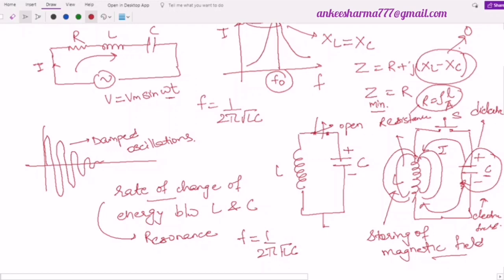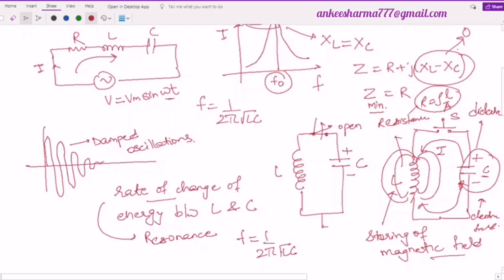So this is the basic idea, that if I want to generate a particular frequency of oscillations, how will I do that? But now what is the problem? The problem is that these oscillations do not last long, they die out after some time. The reason is this inductor has some resistance because of the wire used for it, and this capacitor dielectric has leakage in it. Due to that, these oscillations are damped oscillations.